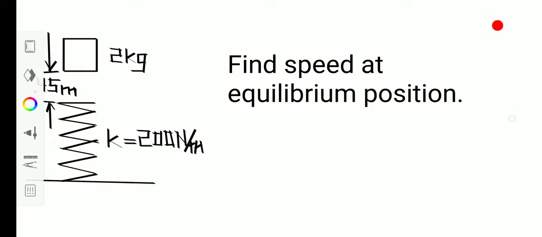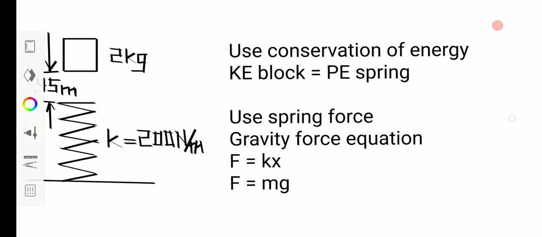Today we're going to find the speed of this block here at the equilibrium position. We're going to use the conservation of energy. Basically, the kinetic energy of the block is going to be transferred into the potential energy of the spring. Conservation of energy, so no energy is lost or gained. It's just transformed from kinetic to potential.